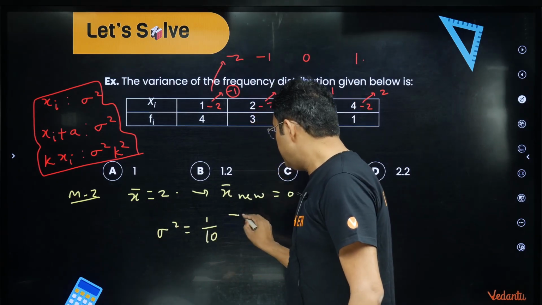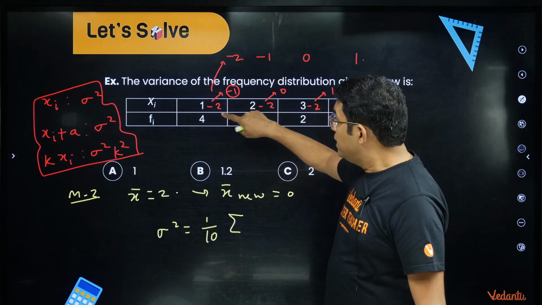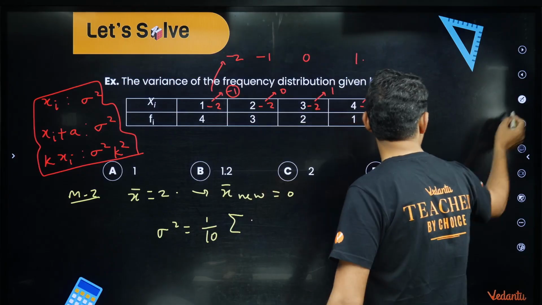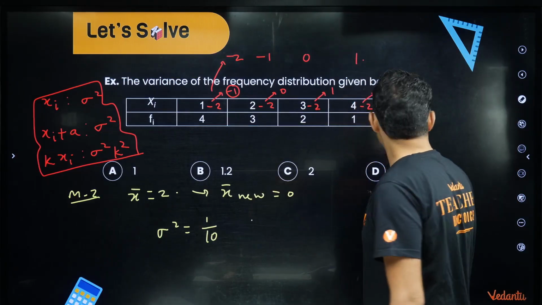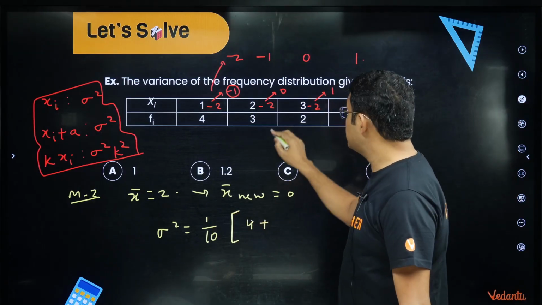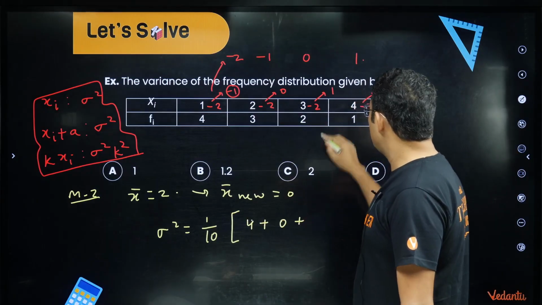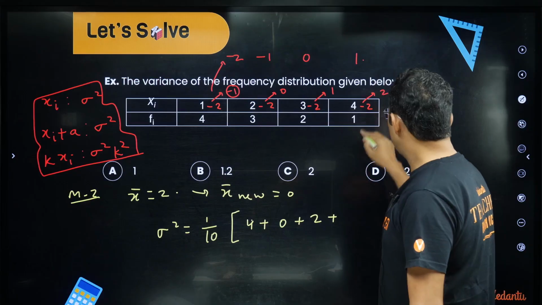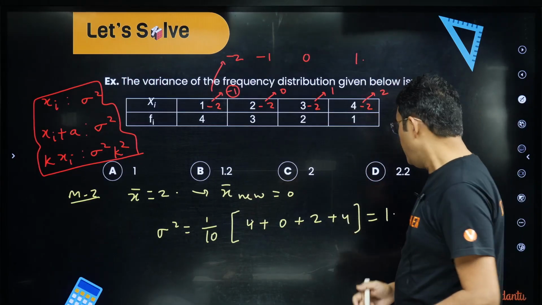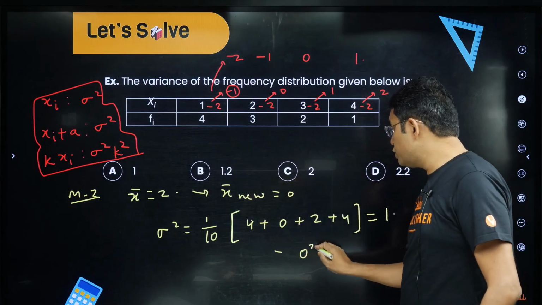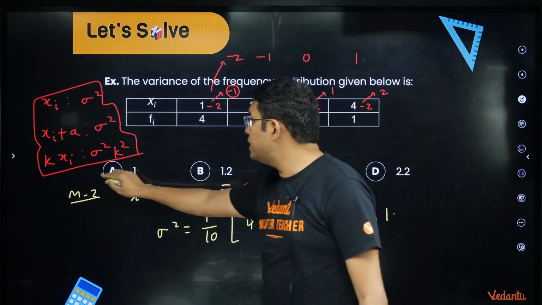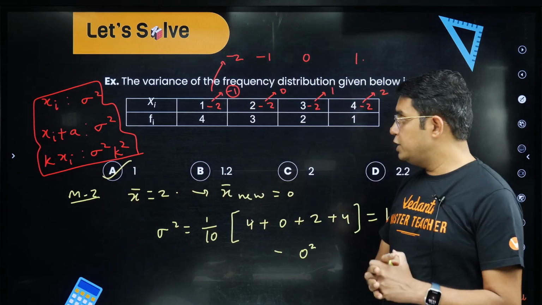1 upon 10 summation fi xi square. So this will be 4 into 1, so it will become 4. Let me write the bracket, not the summation sign. So it will be 4 into 1, so 4, plus 3 into 0, so 0, plus 2 into 1 square, so 2, plus 1 into 2 square, so 4. Now you can see this also comes out to be 1. I need not subtract 0 square because the new x bar is 0. So this way also we are getting the answer 1. So these are two methods.